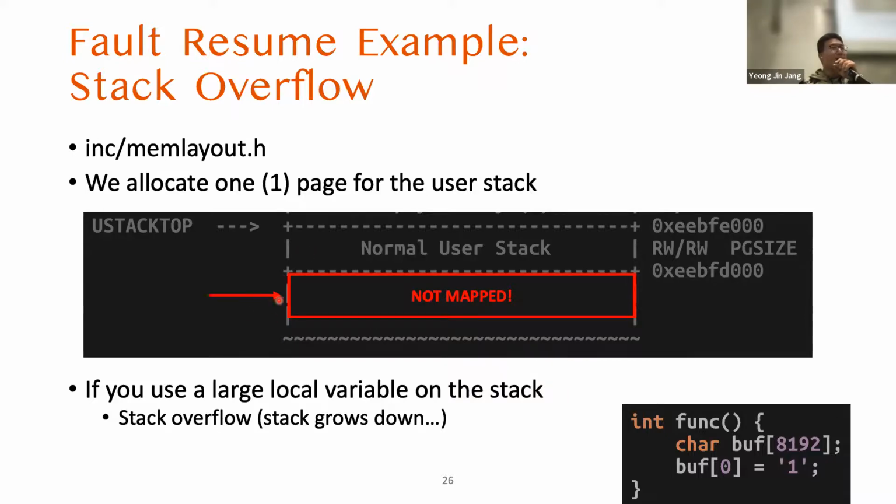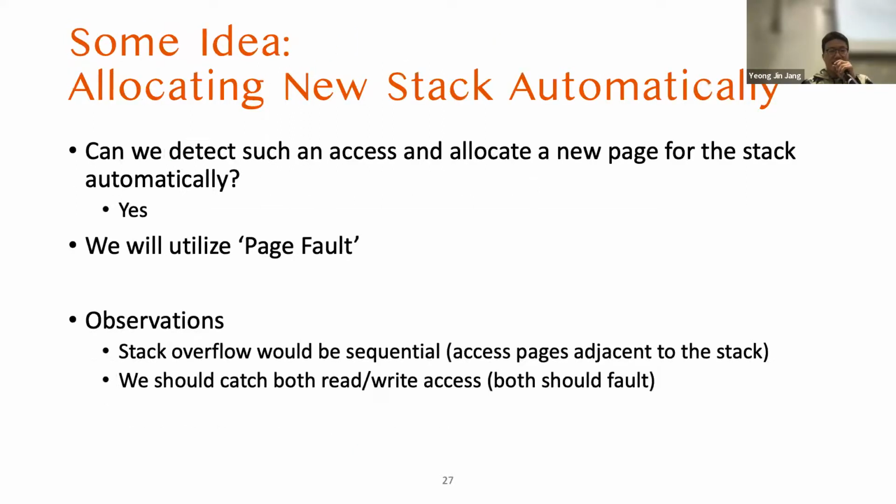Like this, right next page or a few pages next to the stack. So the observation is that the stack overflow will be sequential. So the fault will happen near the mapped page of the stack. And then the fault can happen either at the read or write access. So we need to catch both of the faults. And then for the next, I will describe how we can automatically increase the stack size using the page fault handler.